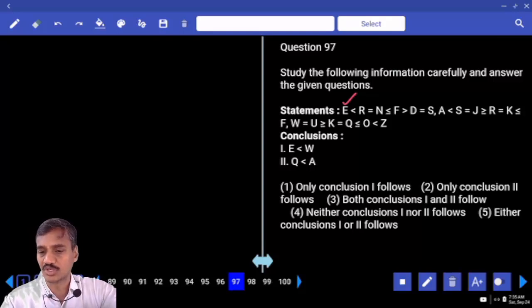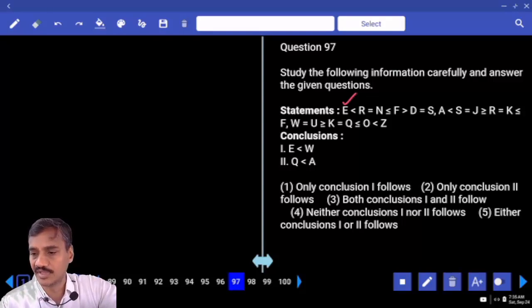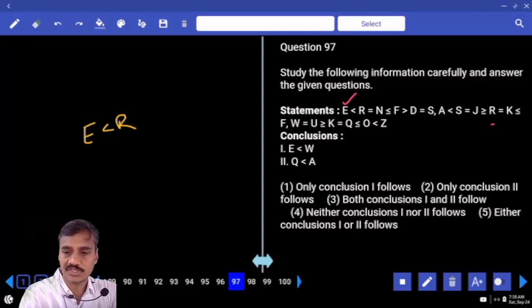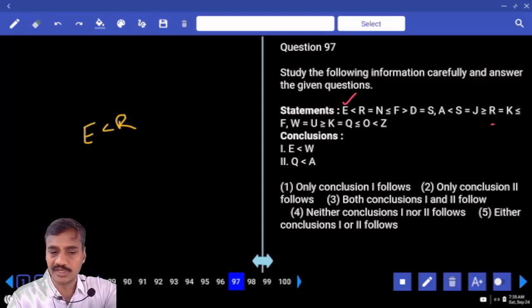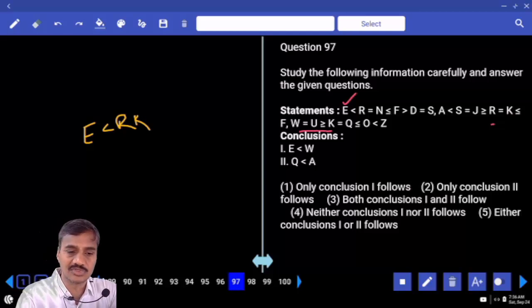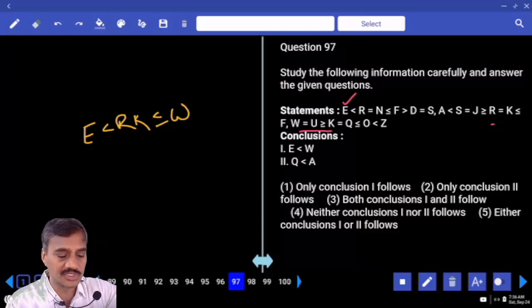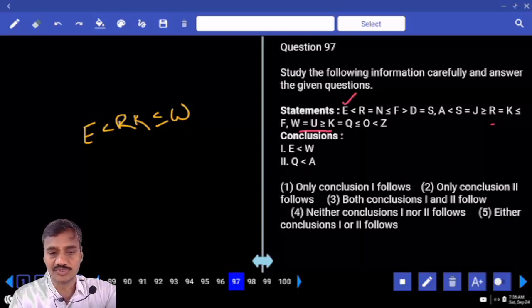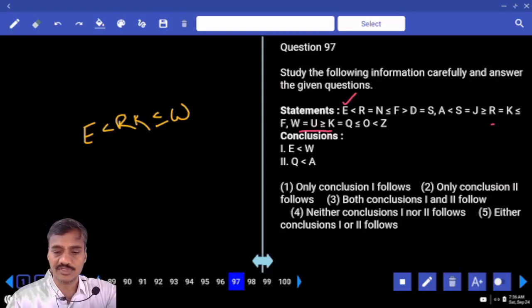Then, next second is E to R and R to K. E to R, E less than R. Isn't it? The next one, R to K. R equals to K. And then K and W. W greater than or equals to K, K lesser than or equals to W. And what is your answer here? E lesser than W, definitely true. Then E lesser than W, and the first one is definitely true.